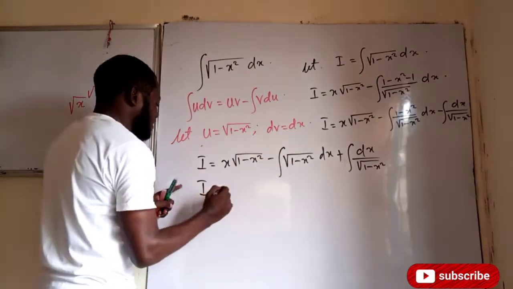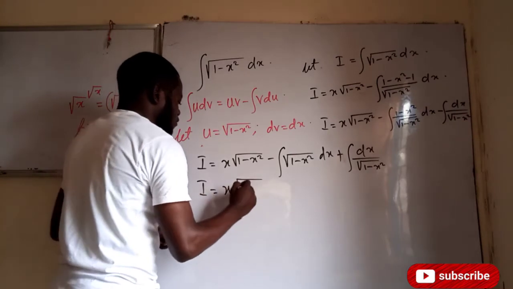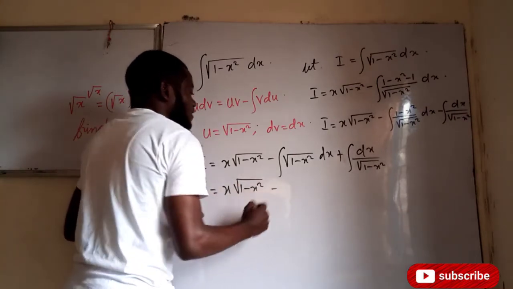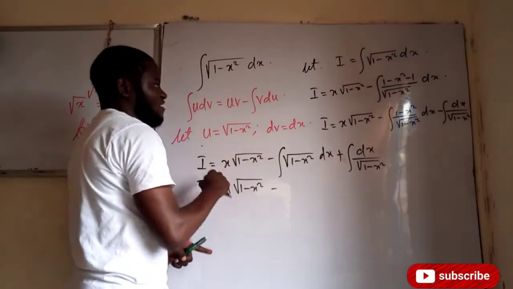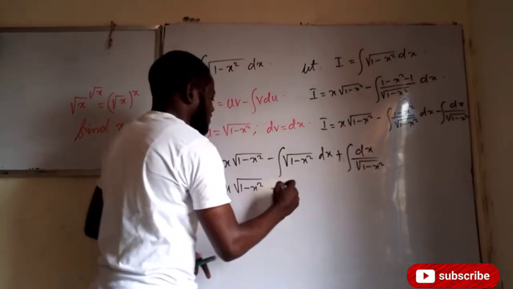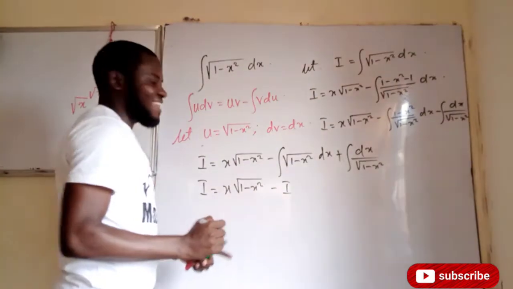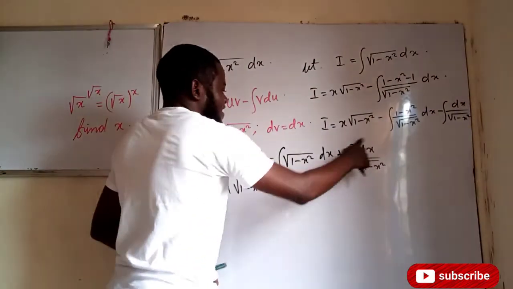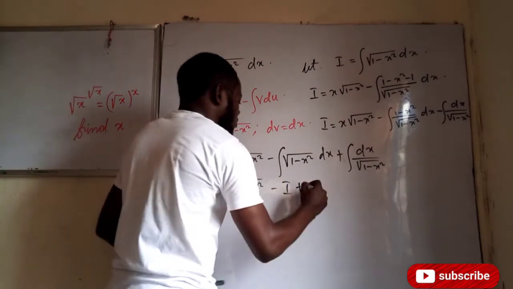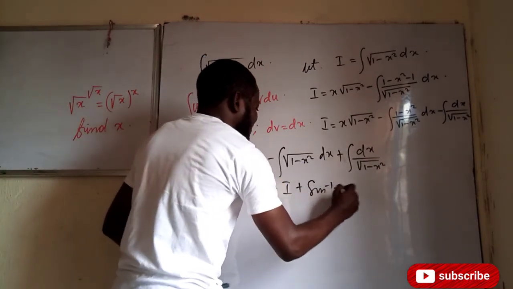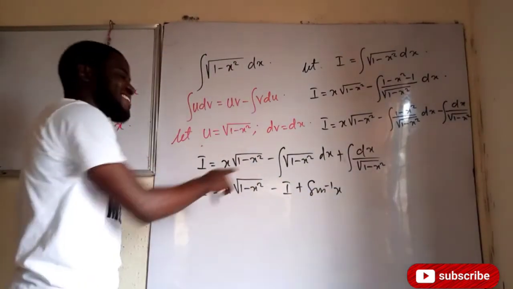So this is going to be what? I equals x root 1 minus x squared. Then minus, if you look at this, this is like the integral that we started with. That is, I is that. So this is minus I, like that. Then plus the integral of 1 all over the square root of 1 minus x squared is the same thing as saying the arc sine of x, like that.